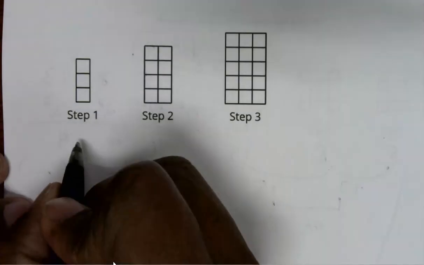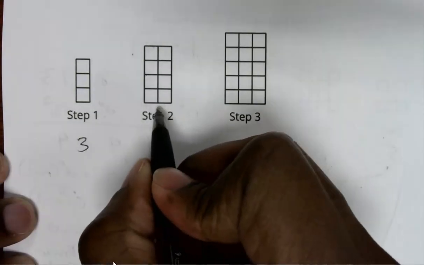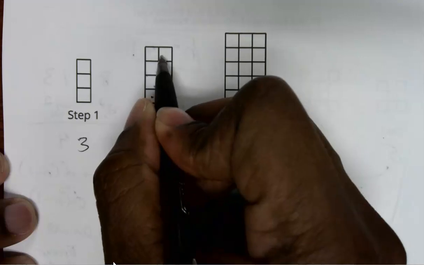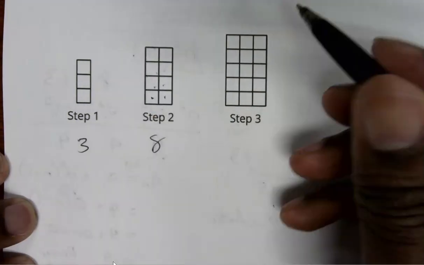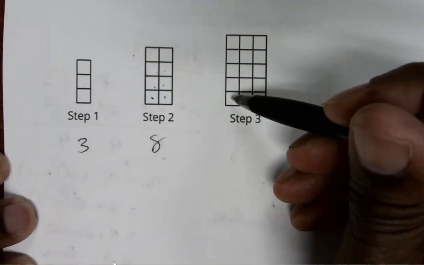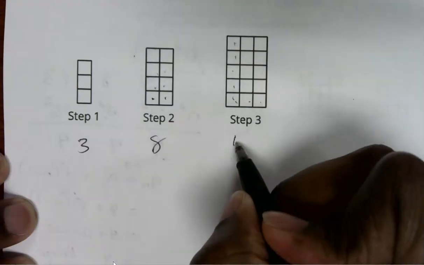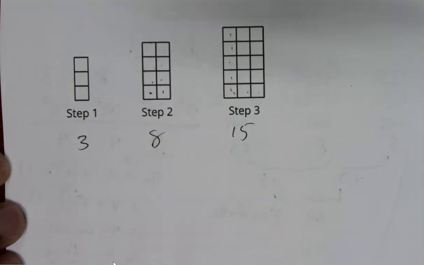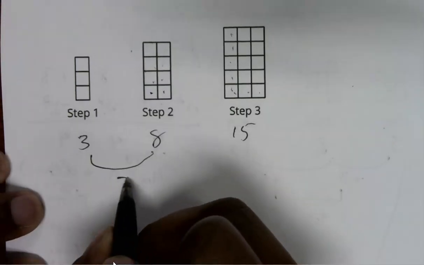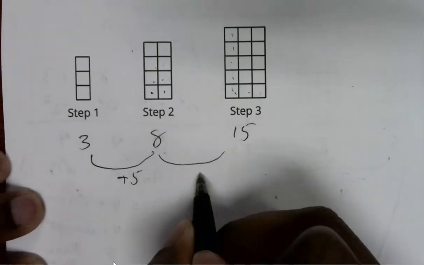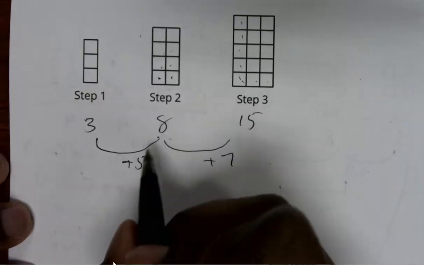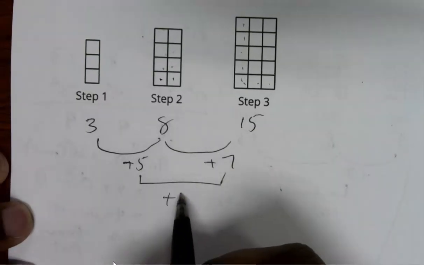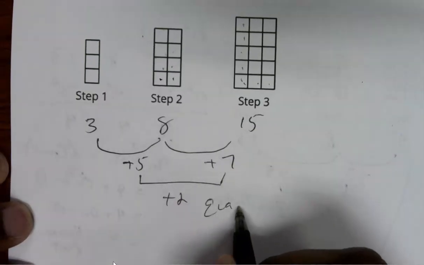On the first step, I have 3 squares. On the second step, that's 8 squares. On the next step, I have 1, 2, 3, 1, 2, 3, 4, 5, so it's going to be 15 squares. The first time, it goes up by 5, and then the next time, it goes up by 7. The second difference there is plus 2. So I know that this is quadratic.